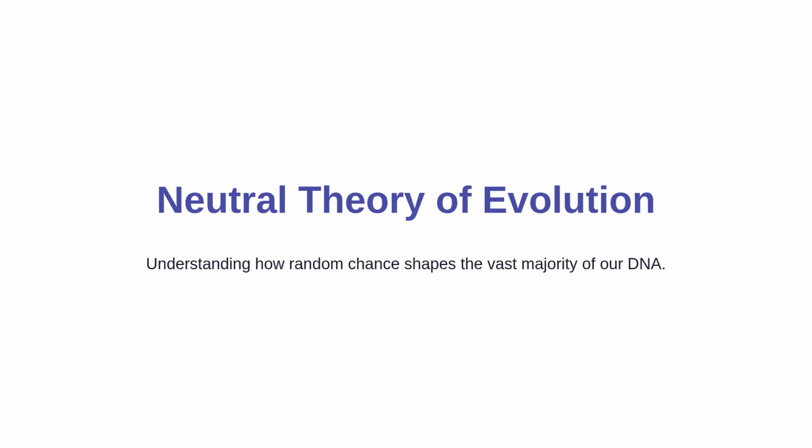Welcome to this lecture on the neutral theory of evolution. When we think about evolution, we usually picture the fierce struggle for survival, where only the fittest pass on their genes. But what if I told you that the vast majority of changes in our DNA have absolutely nothing to do with survival? Today, we are going to explore a groundbreaking idea that completely reshaped modern biology. We will discover how pure random chance, rather than natural selection, drives most of the genetic changes hidden deep within our cells.